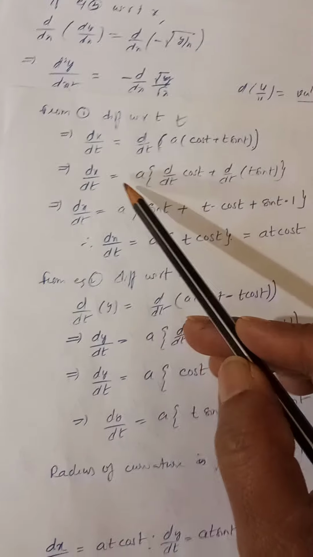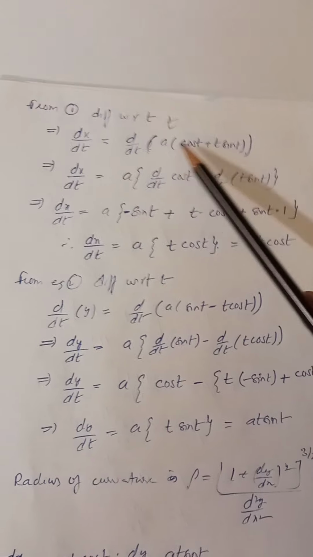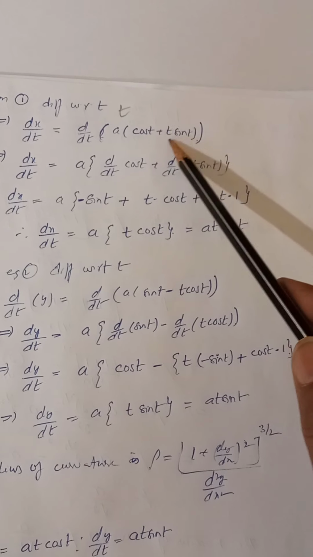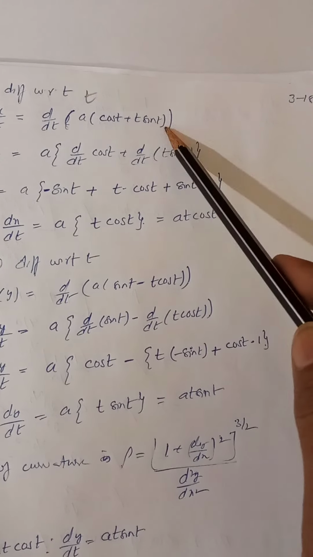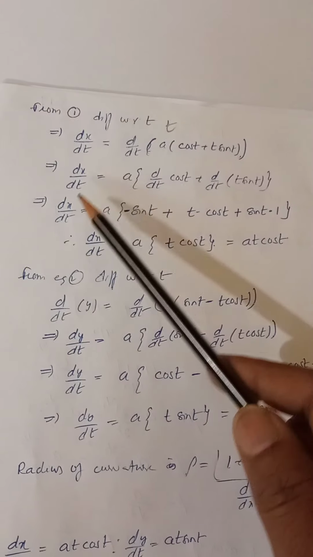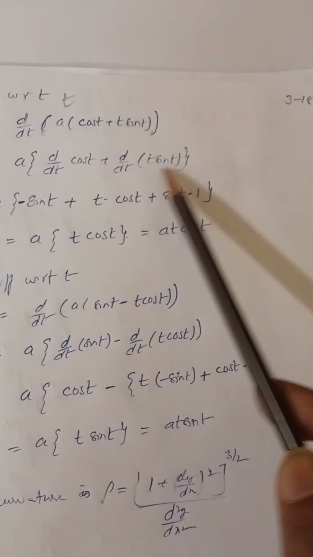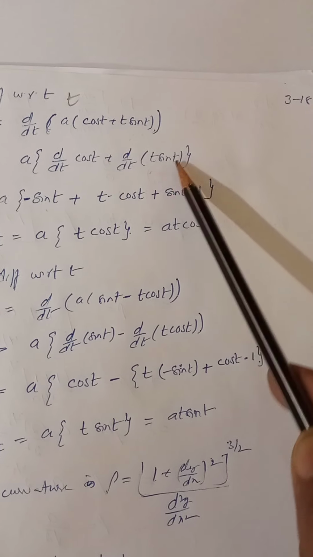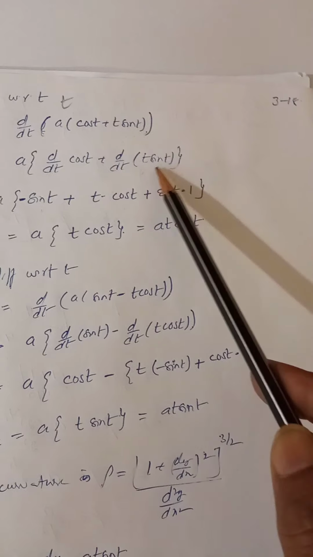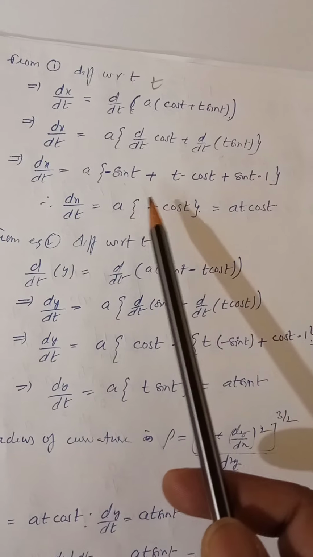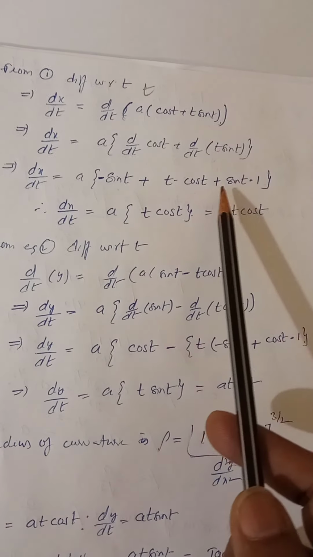Now dx by dt is equal to a into d by dt of a cos t plus t sin t. A we are taking outside, differentiation of cos t plus differentiation of t sin t. Again we are applying the uv rule, right? dx by dt is equal to a into differentiation of cos t is minus sin t, plus we are applying the uv rule: t into differentiation of sin t is cos t, plus sin t into differentiation of t is 1. So dx by dt is equal to a into minus sin t plus sin t gets cancelled, t cos t, we are getting a t cos t.